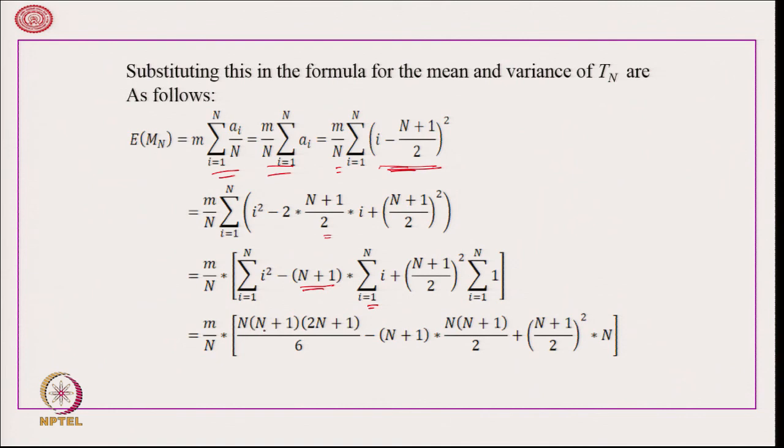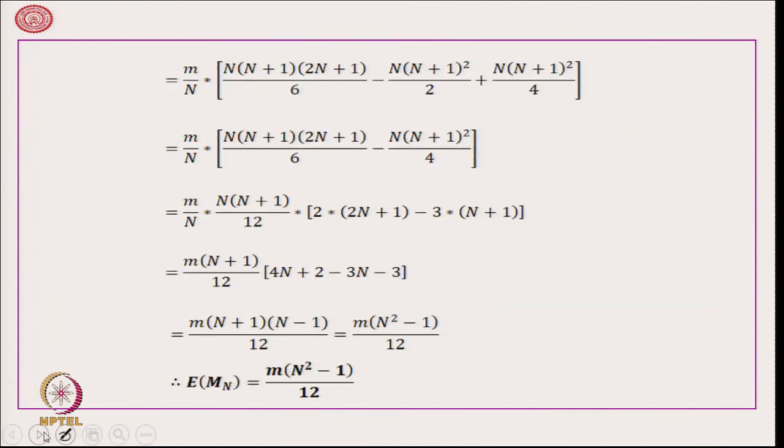This is equal to n into (n plus 1) into (2n plus 1) by 6, minus (n plus 1) times n into (n plus 1) by 2 summation over i, plus ((n plus 1) by 2) whole square times n. This is straightforward. Now, let us simplify it: n (n plus 1)(2n plus 1) by 6 minus n (n plus 1) whole square by 2 plus n (n plus 1) whole square by 4. The first term comes as it is, and these two give us minus n (n plus 1) whole square by 4.